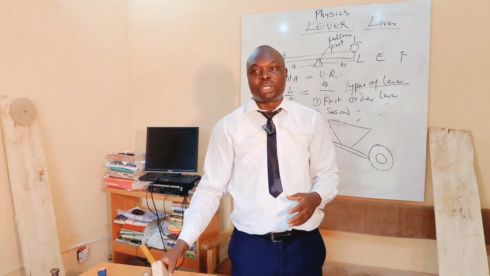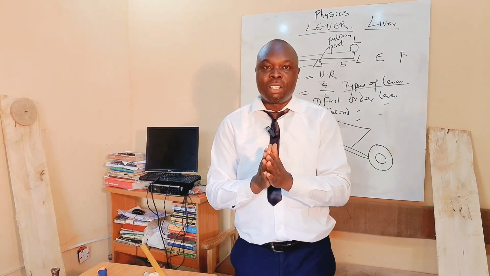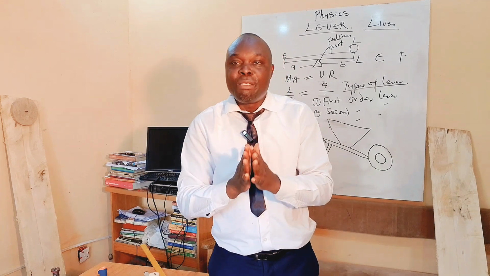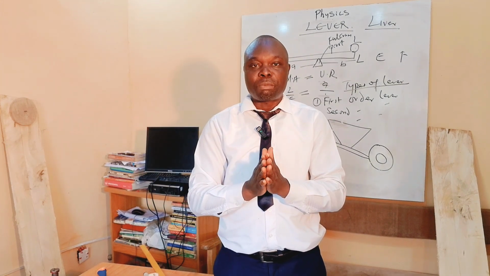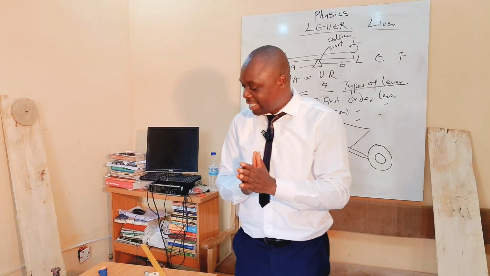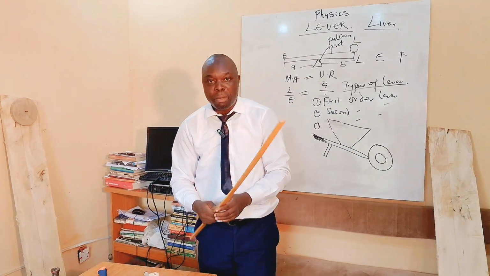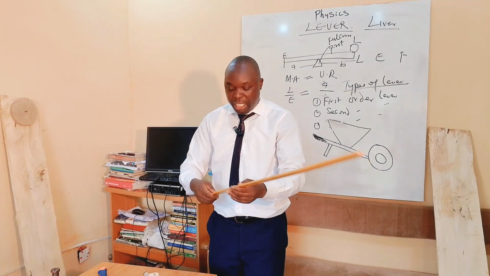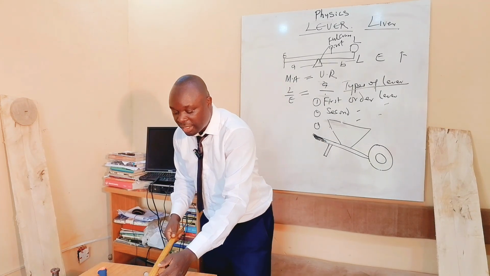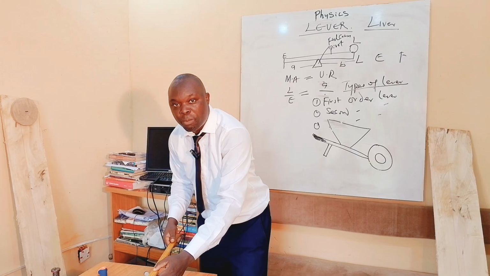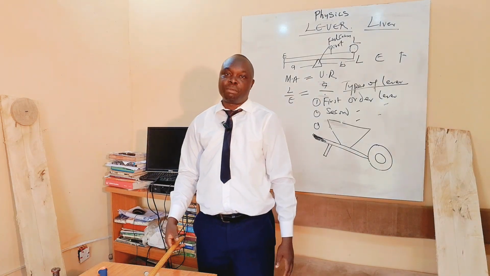What have we done today? What we have done today is that we have defined lever. What is a lever? A lever is a simple machine that has a stiff bar, a very strong bar. At one point, the effort is applied. At one point, there's a rotation, there's a fulcrum where it rotates. The other part is where the load is applied.